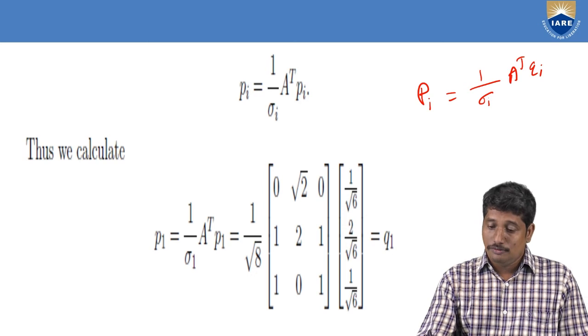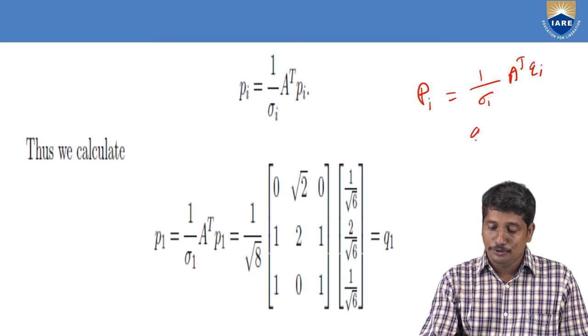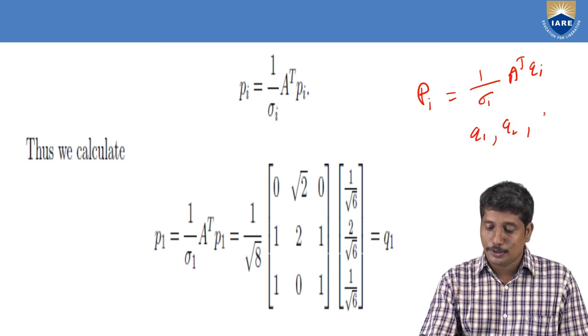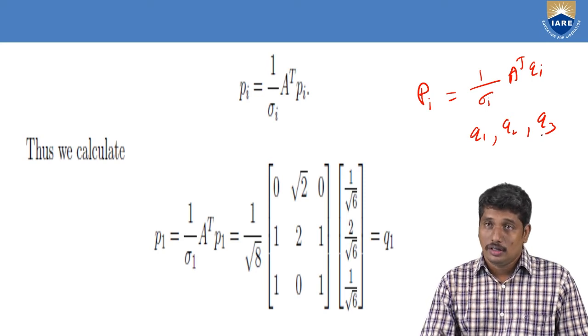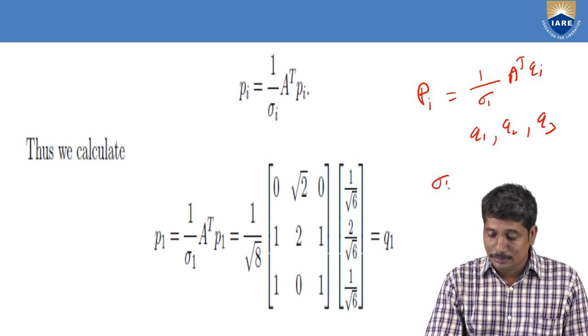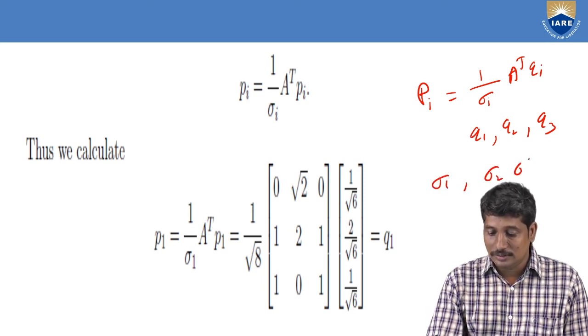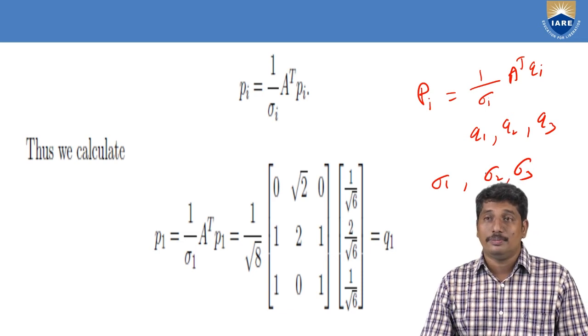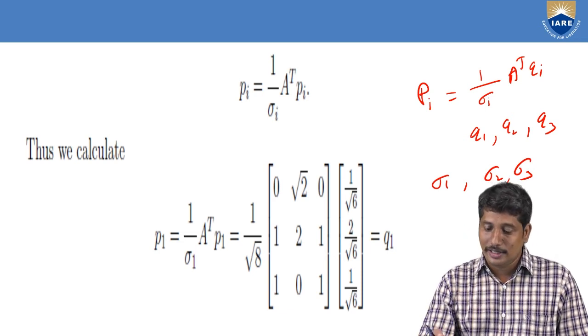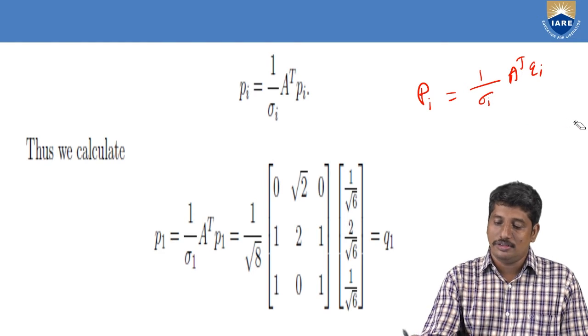That means we have obtained Q1, Q2, Q3 in the previous slides. Now we'll calculate sigma 1, sigma 2, sigma 3. Then we come to P1, P2. Let us see how to calculate sigma 1, sigma 2, sigma 3 first.